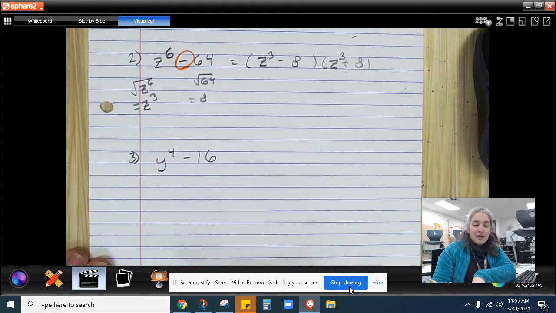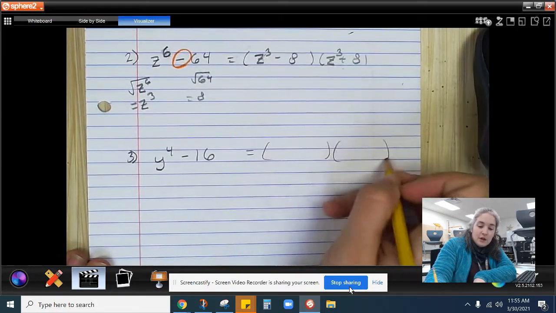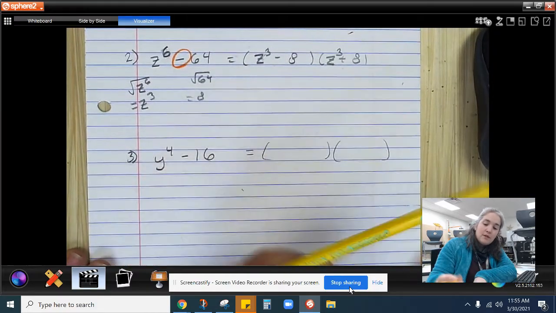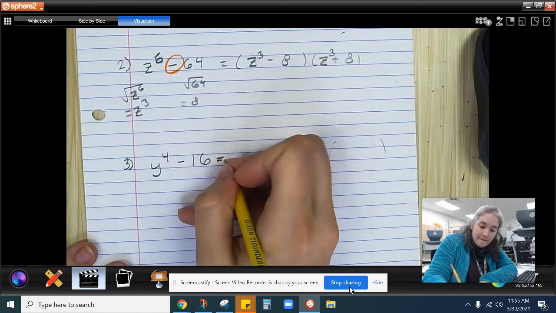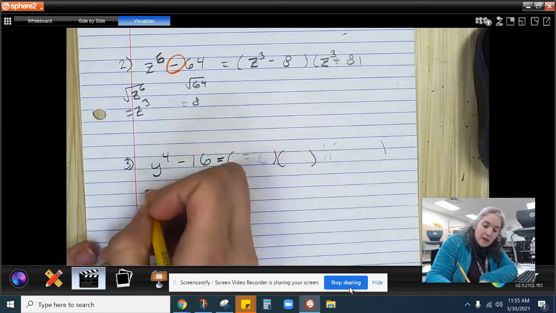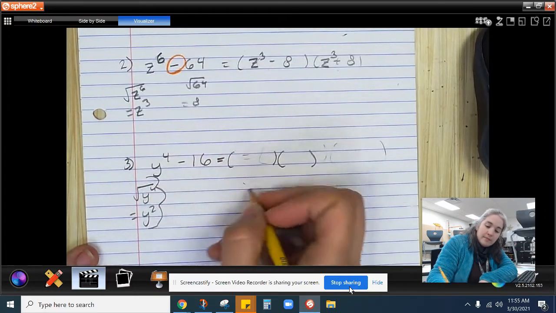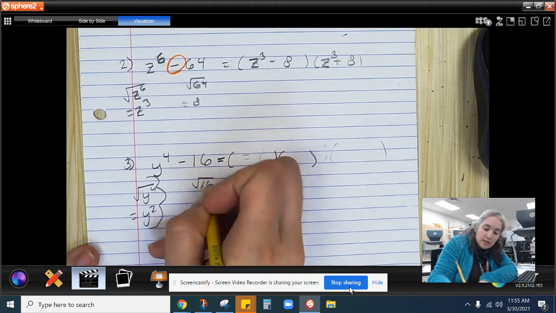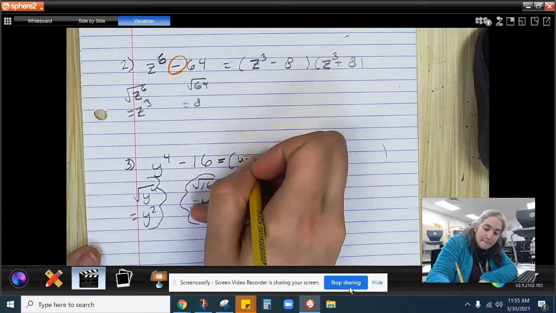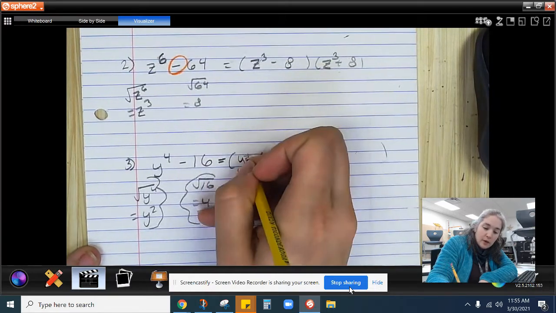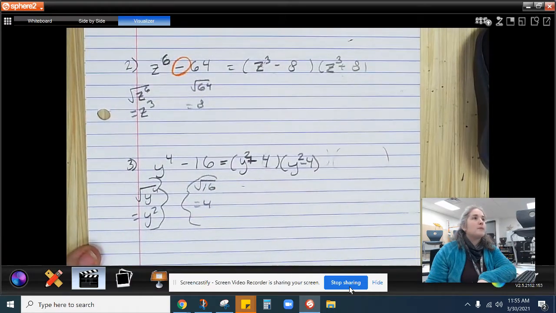So let's try one more together. This time we've got y to the 4th minus 16. So let's think about this. If we square root y to the 4th, we know we get y squared. If we square root 16, we know we get 4. So this is going to be y squared minus 4 and y squared plus 4. Excuse me, I forgot my squareds.